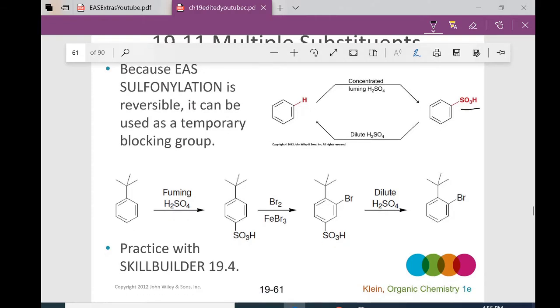So the overall synthesis would go like this. We use fuming sulfuric acid to form this blocking group, para to the T-butyl group, so we're going to block that para position. Then we do the bromination and install our bromine at the ortho position to the T-butyl group. Notice this is also meta to the SO3H, and that's perfect because this is an electron withdrawing group. Okay, then we use dilute sulfuric acid to remove the blocking group in order to give us the desired product.